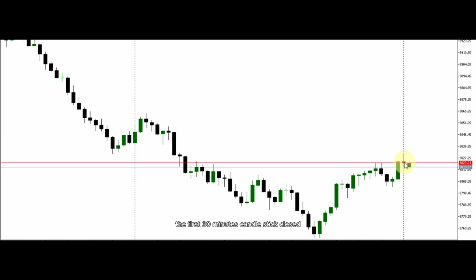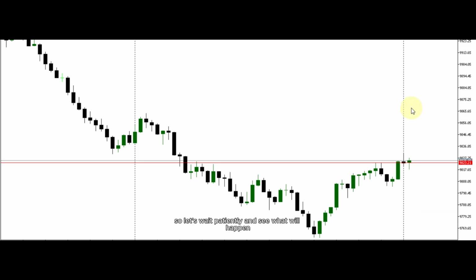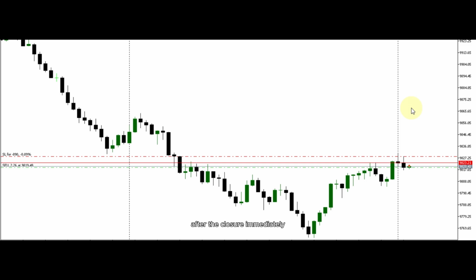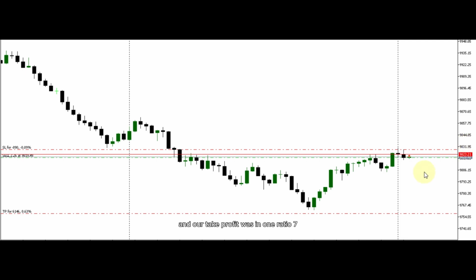Immediately the first 30 minutes candlestick closed, we place a horizontal line on the close price for that 30 minutes. Then what will be the next thing we'll be doing? We'll be waiting for a bearish candle to cross and close below this line. So let's wait patiently and see what will happen after the closure. Immediately the 30 minutes candle closed below the horizontal line, we placed a sell trade. Then the stop loss was at the high price of the candle and our take profit was 1:7.